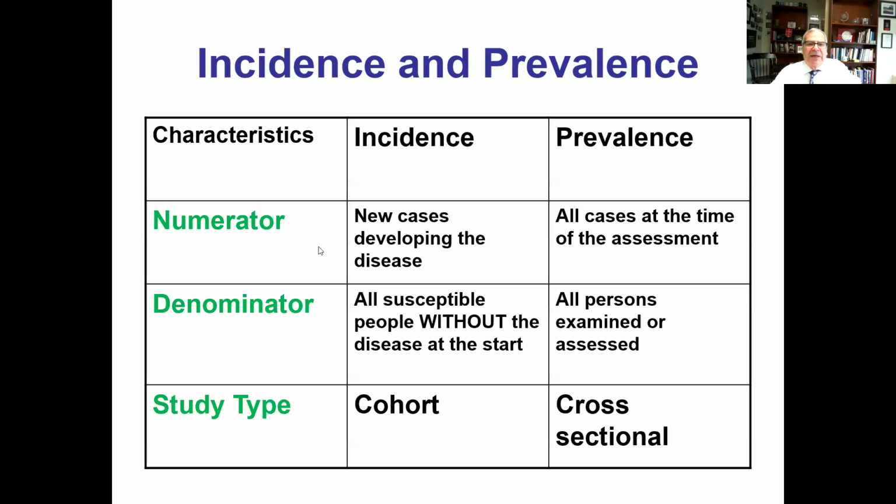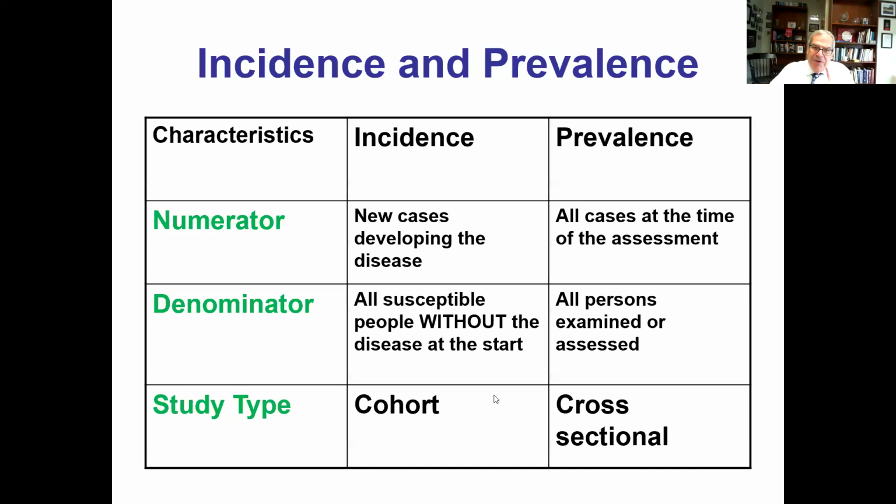The numerator in incidence is the new cases developing among those with the capability of developing disease. The numerator for prevalence is all the cases of the disease, any case, regardless of when they were diagnosed, not just a new case. The denominator for incidence is all susceptible people without the disease at the start. Prevalence is a little bit easier: all persons examined or assessed, the whole population there.